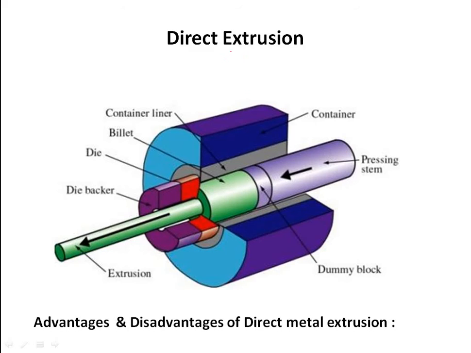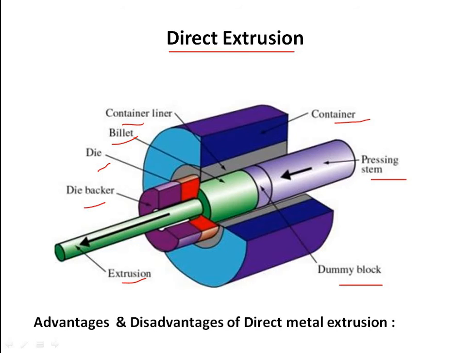So similarly we'll discuss, first of all, direct extrusion. Okay, we will go ahead with direct extrusion. So in direct extrusion, as you all can see, it consists of container, pressing stem, dummy block, extrusion die, backer, die, billet, container liner.